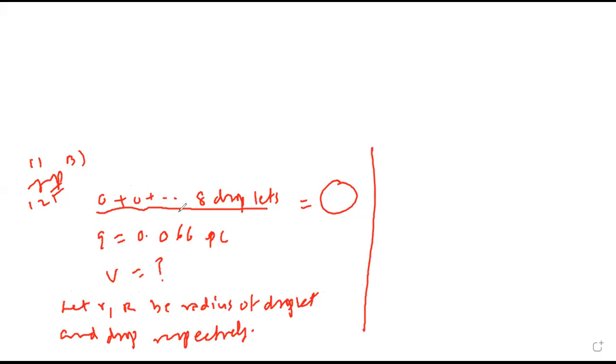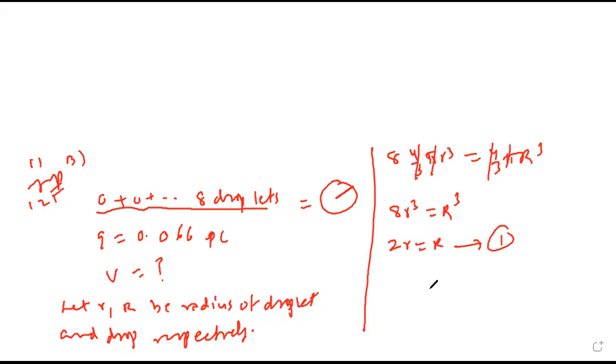So whatever 8 droplet volume is there, combined together, it will become volume of this bigger drop. So I can say 8 times 4 by 3 pi r cube is 4 by 3 pi capital R cube. 4 by 3 pi cancel. 8 r cube is capital R cube. So 2 times r is capital R. This is radius of bigger drop.